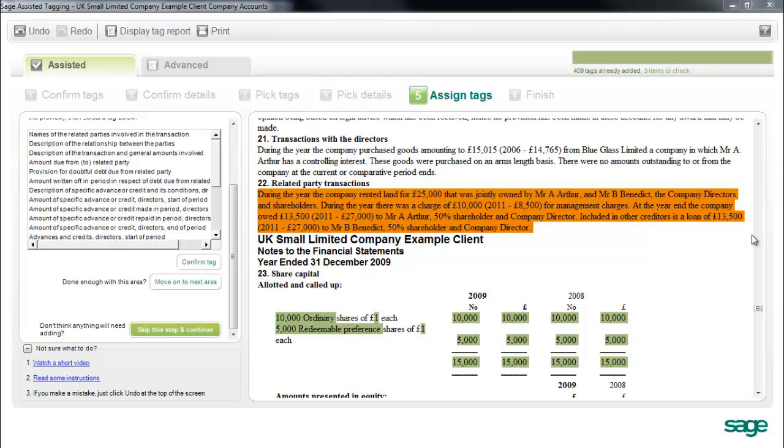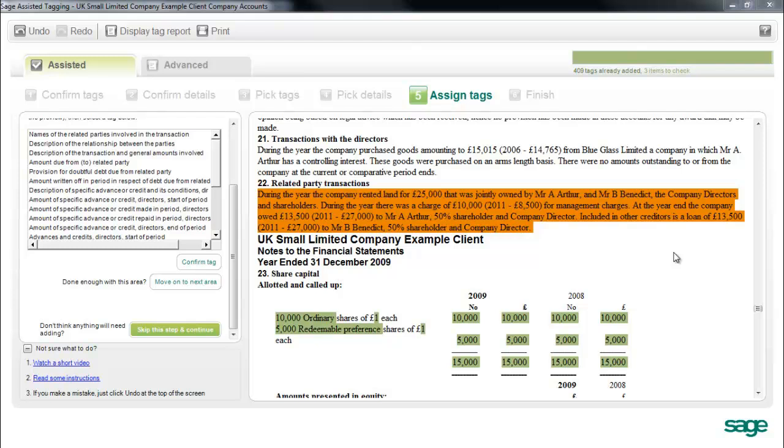With this in mind, let's start assigning the iXBRL tags. We'll begin with Transaction 1. Transaction 1 was during the year the company rented land for £25,000 that was jointly owned by Mr. A. Arthur and Mr. B. Benedict, the company directors and shareholders.